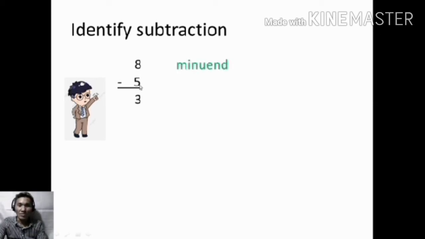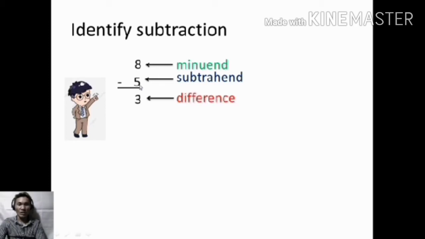The upper part of subtraction, we call that minuend. Okay, number 8 is minuend. The lower part of subtraction, we call that subtrahend. Number 5 is subtrahend. Now how about the total of subtraction? We call that, children, difference. Okay, the difference between 8 and 5 equals 3.